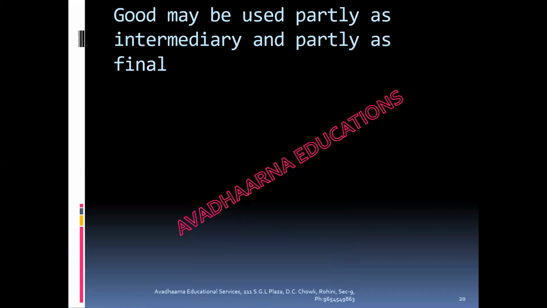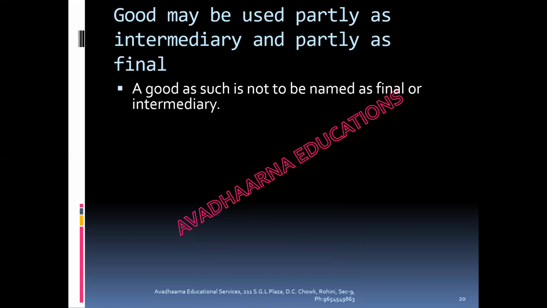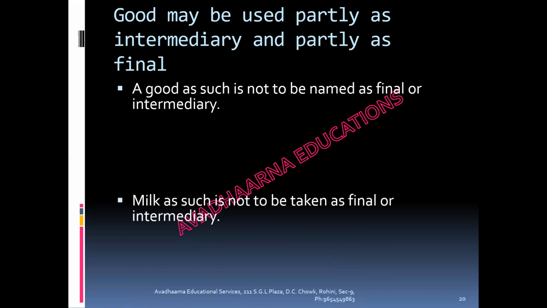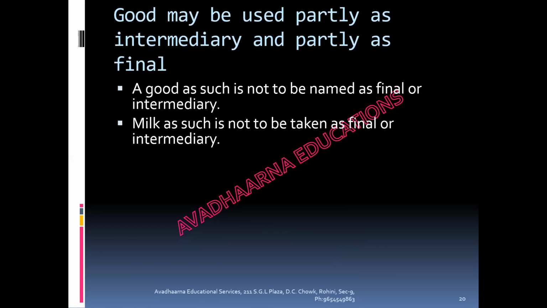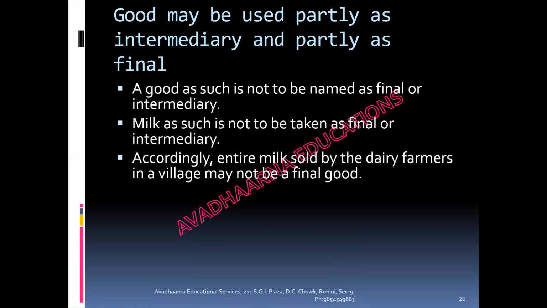Now, a good may be used partially as intermediary and partially as final. A good as such is not to be named as final or intermediary. Milk as such is not to be taken as final or intermediary. Accordingly, the entire milk sold by the dairy farmers in a village may not be a final good.